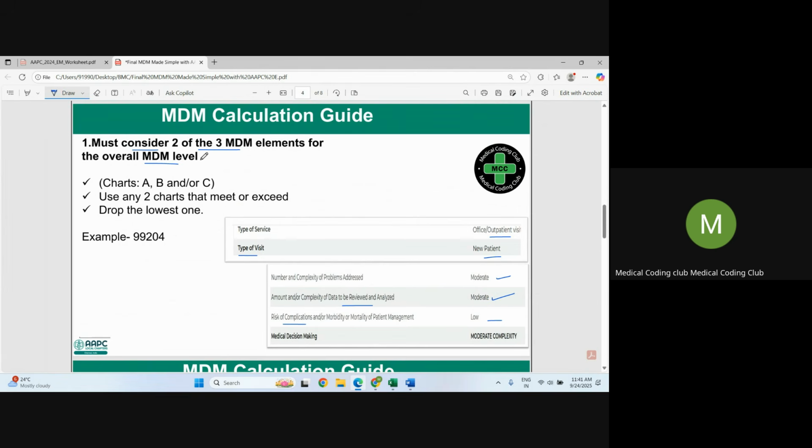Okay, according to the coding guideline, you must consider two of the three MDM elements which meet or exceed. So here two elements are meeting as moderate, so your final medical decision making is moderate complexity. This is how you are going to get your final MDM utilizing the guidelines. So this is one guideline. Since the patient is new, your code is 99204.